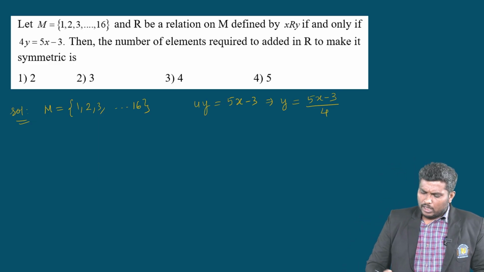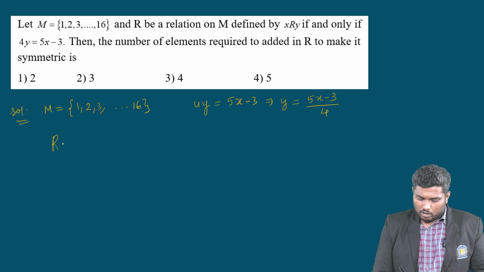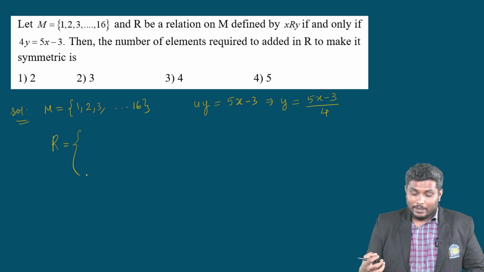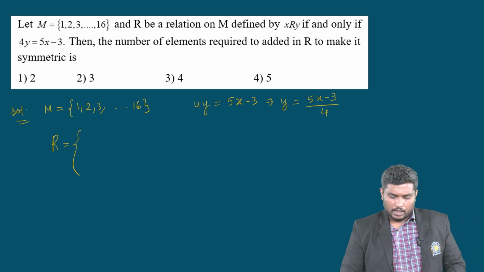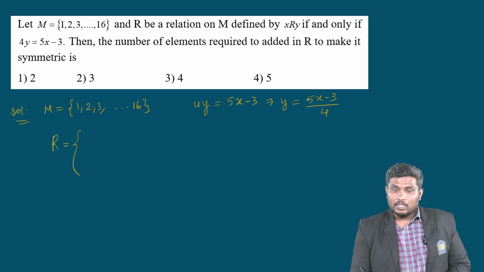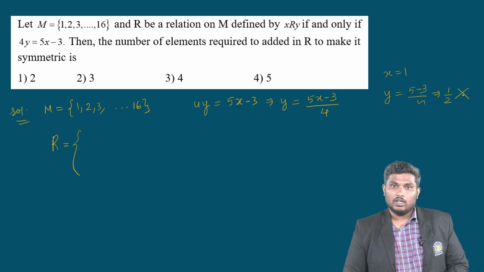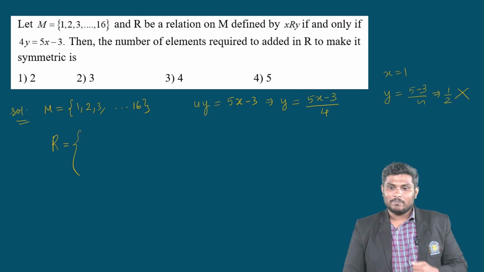Okay, so let me put values 1, 2, 3 and let me verify. I'll just try to see how many relations I am going to get, how many elements there are in the given relation. That is exactly what it is asking me to find. So initially I'll put x is equal to 1. If I put x is equal to 1, what is the y value? 5 minus 3 by 4, which is 1 by 2, which is not possible as there is no 1 by 2 in the set M.